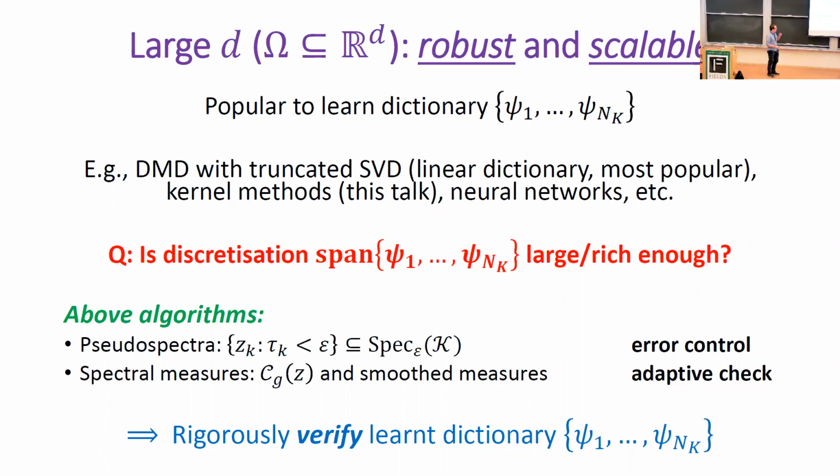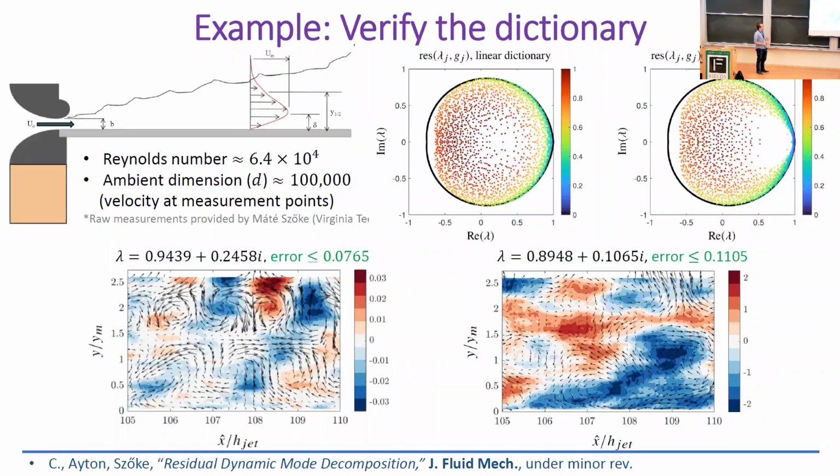Okay, so we're just going to end with a couple of examples of this in action. The first is from real experimental data. Here I have a jet, and here I have a wall. I've collected the velocity field in a small window here. The Reynolds number is approximately 6 times 10 to the 4. It's highly turbulent. The ambient dimension is 100,000. That corresponds to the positions where I measure the velocity field.